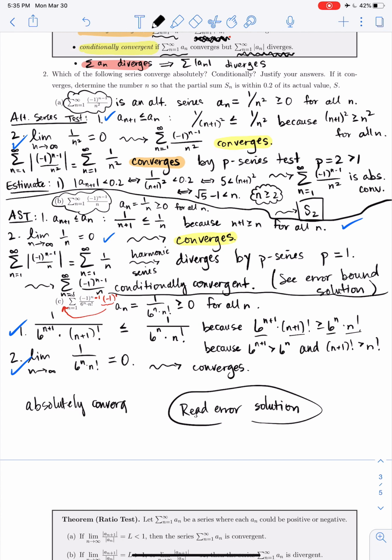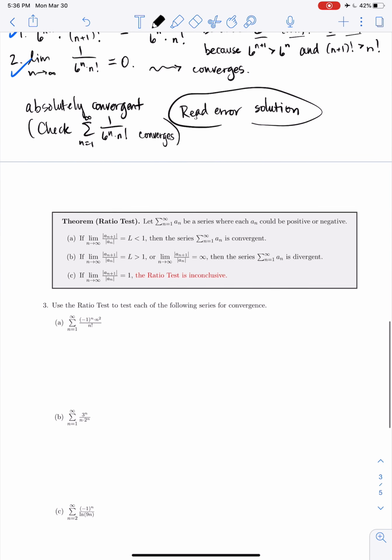So you need to check that this series converges, because that is the series whose terms are the absolute value of the originals. Okay, that is absolutely convergent.